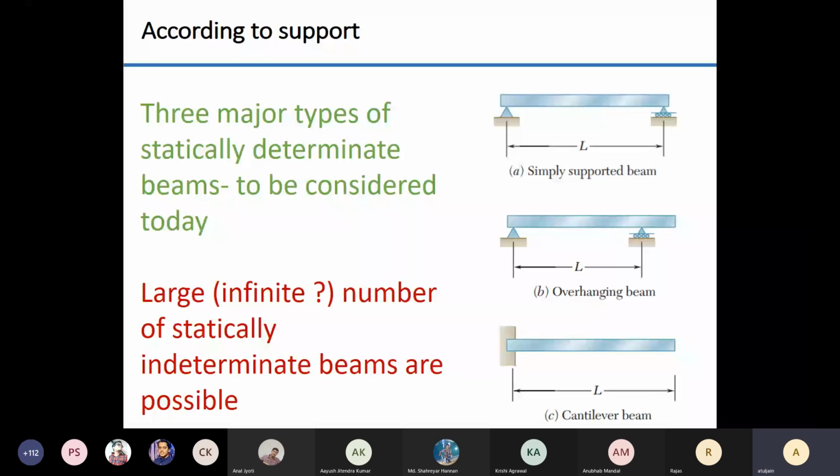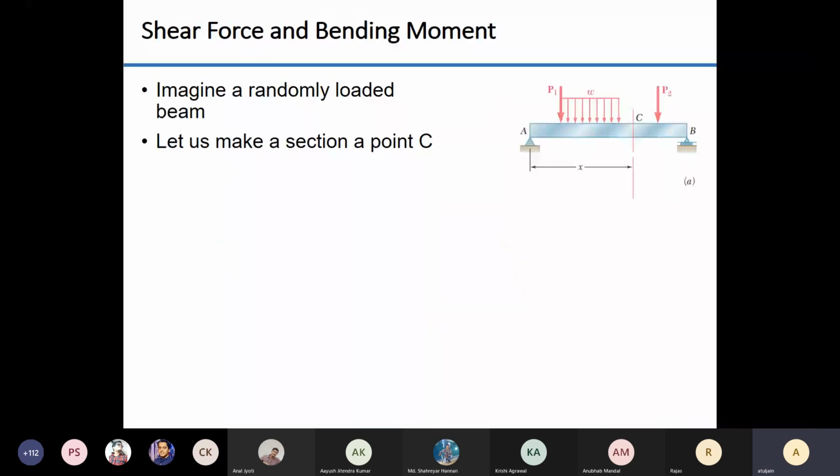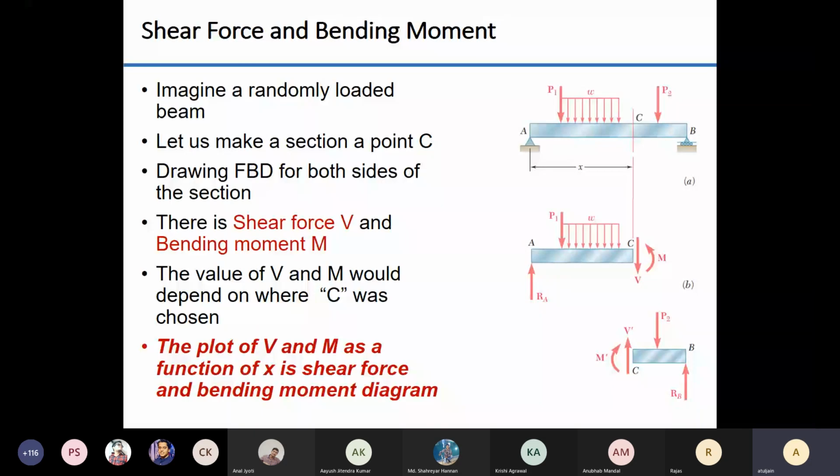So what are we trying to do? Imagine that you have a beam, something like this. It is subjected to different kinds of load. Basically, what you have to do is every time a new load is introduced, you have to make a section, and draw the free body diagram of that section and calculate the value of V, calculate the value of M. And wherever there is a load discontinuity, you will keep on doing that until you get the answer. The plot of V and M as a function of X is your shear force and bending moment diagram. That is it. So in this topic, we are only drawing free body diagrams.